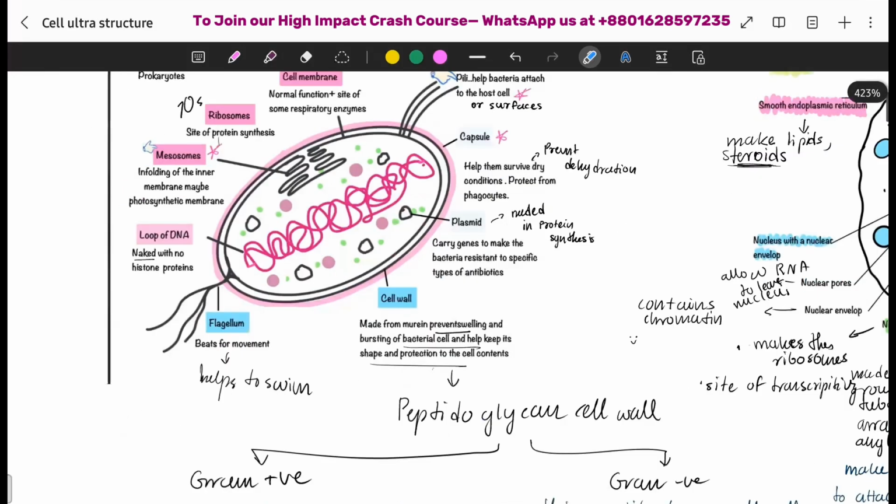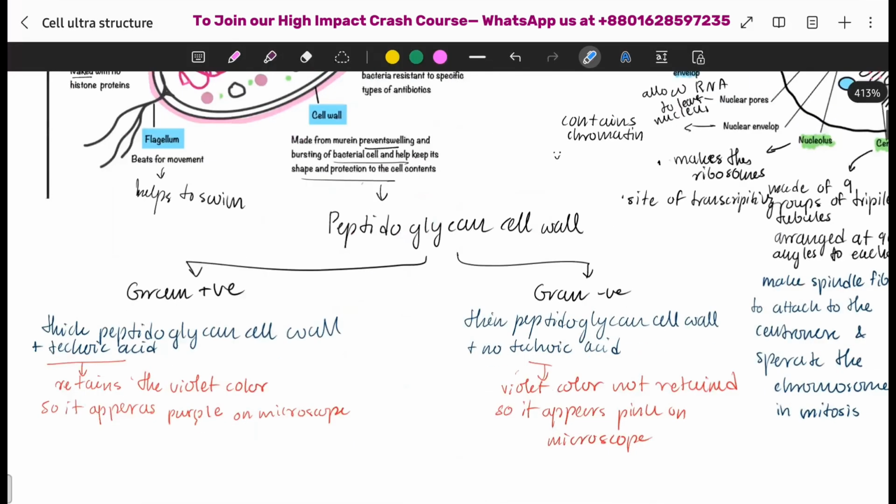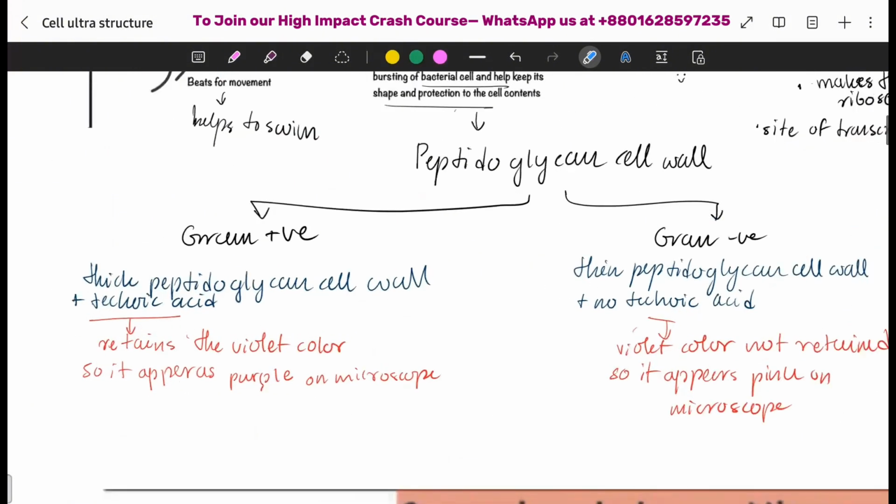Bacteria have a peptidoglycan cell wall, and there are two types: gram-positive and gram-negative. This is basically a difference in the color mostly. Let's start with the gram-positive first. The gram-positive have a thicker cell wall, and they have teichoic acid.